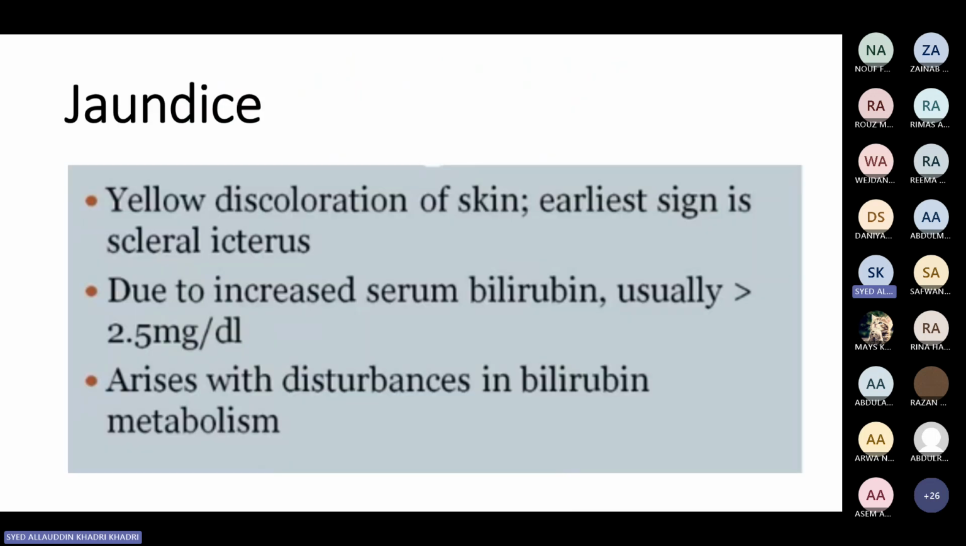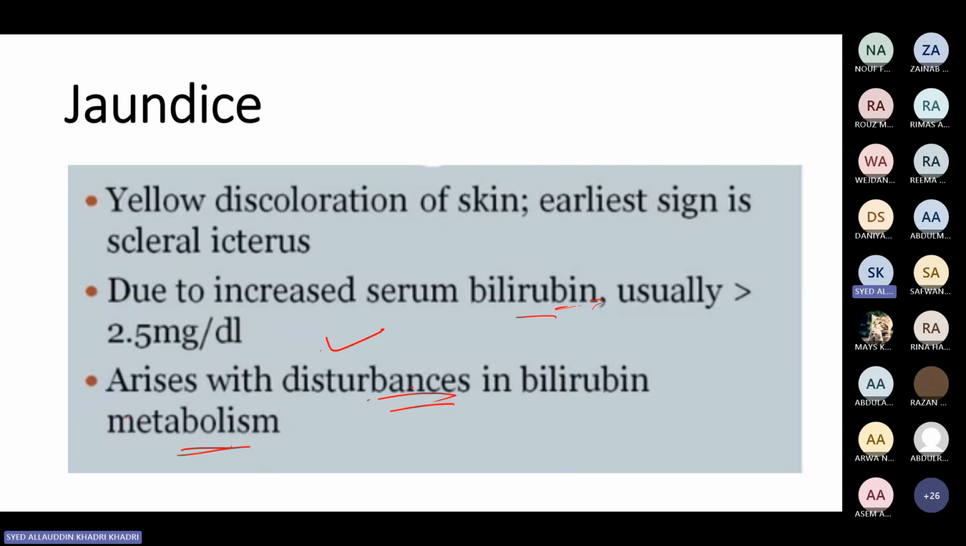Now, a very important symptom of liver disease is yellowish discoloration of the skin, with the earliest sign in the sclera. We have to be very clear in this area to understand this particular thing. So I was just trying not to overstress. Now, what do you mean by jaundice? It is an increase in serum bilirubin, basically more than 2.5 milligram per deciliter. It arises due to disturbance in the bilirubin metabolism.